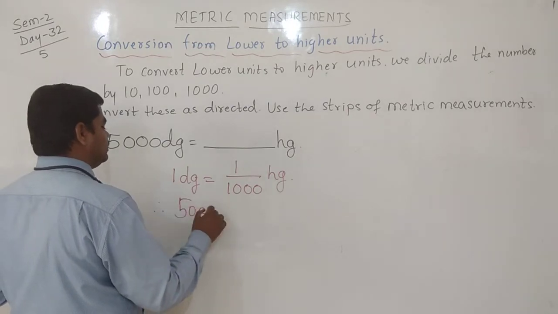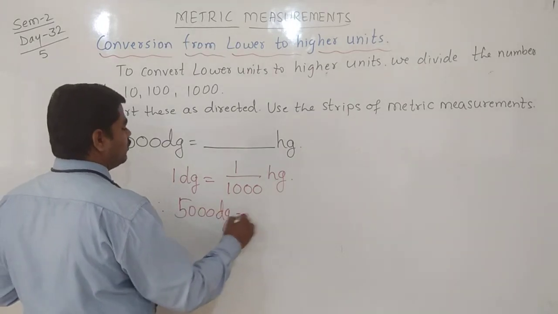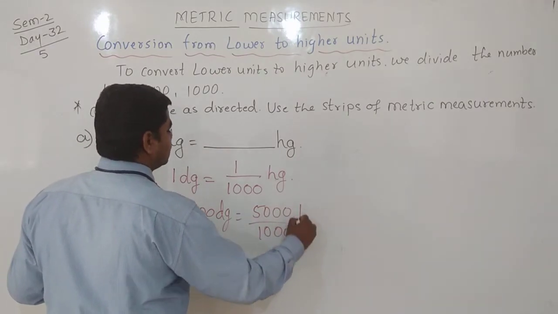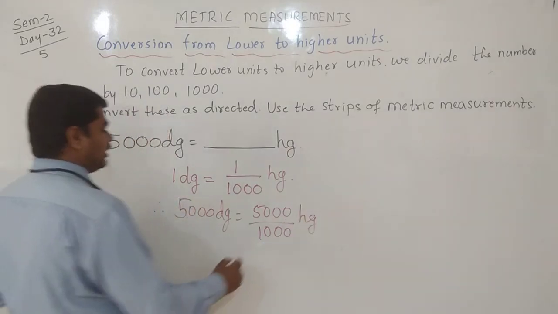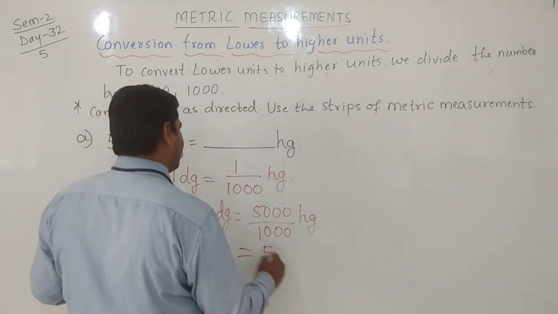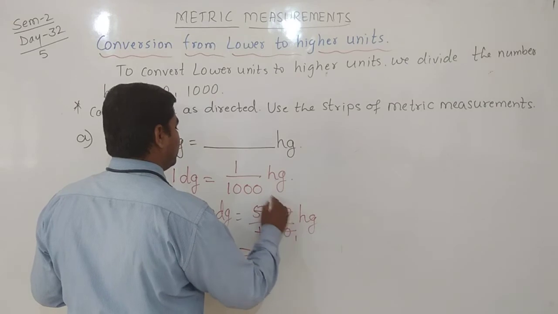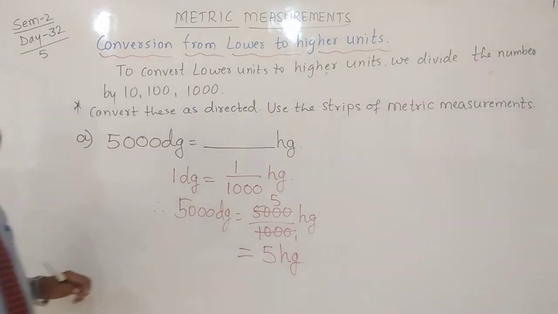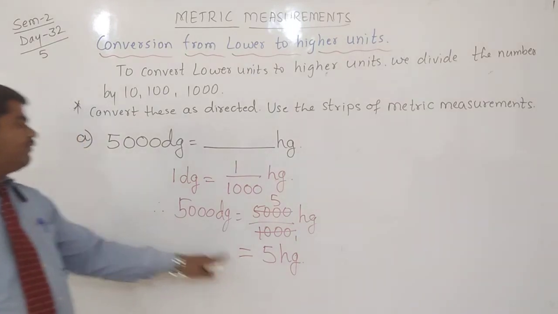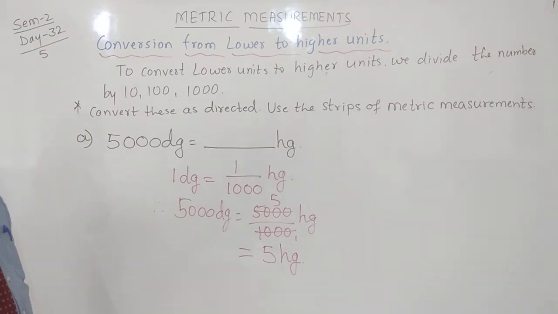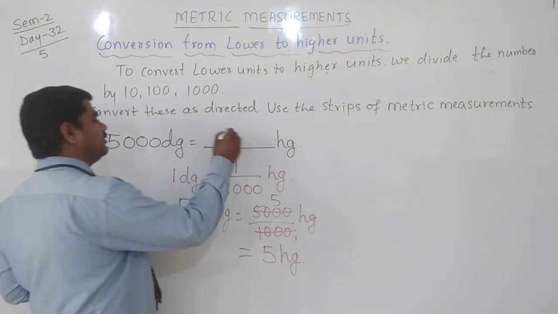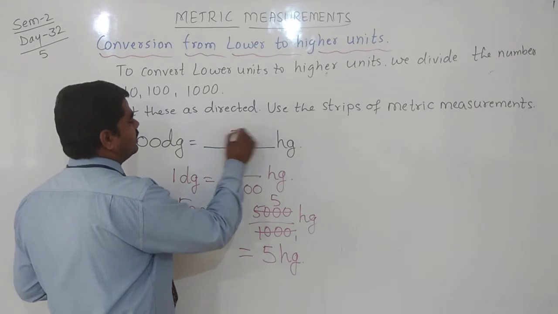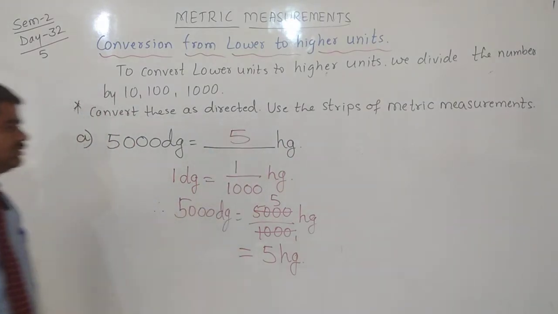Therefore, 5000 decigram is equals to 5000 divided by 1000 hectogram. Then 1s are 5. 5 hectogram. 5 hectogram is equals to 5000 decigram. Very simple one. Right answer, only 5 hectogram is written, only 5 is right.